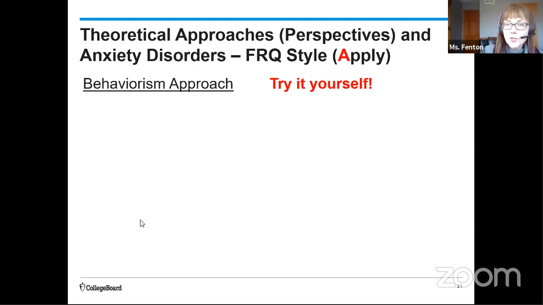And remember that while strict behaviorists like Skinner did not believe that psychology should study cognition, mostly because they felt it wasn't observable and measurable, modern versions of behaviorism, like Bandura's social cognitive theory, do incorporate the importance of thought. So I'll give you a moment to write out how behaviorists would explain anxiety disorders.